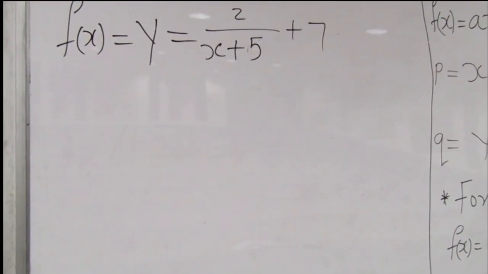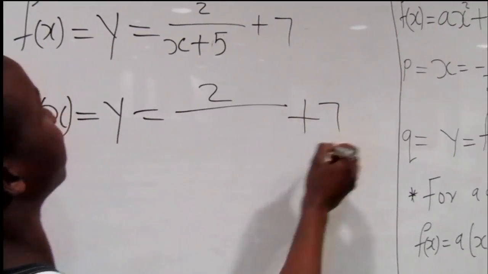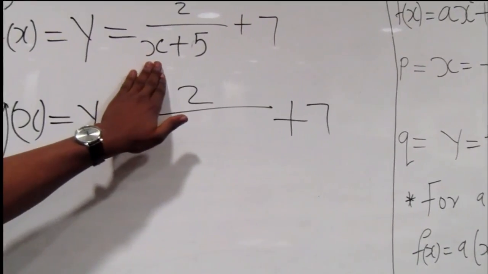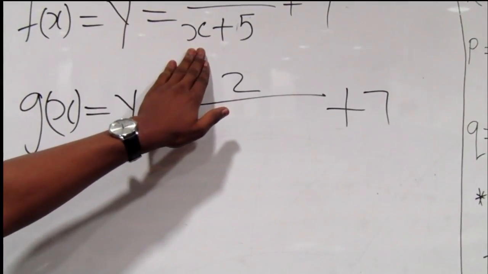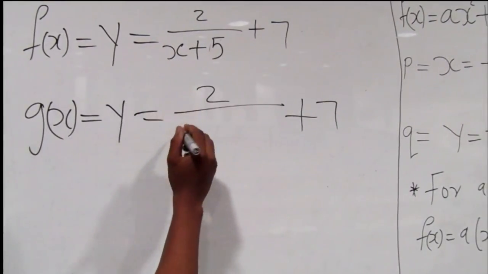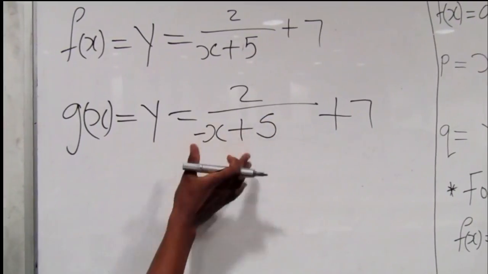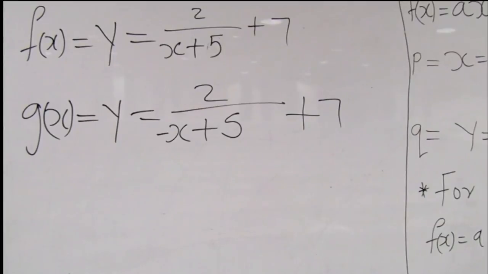Remember that when we reflect a function along the y axis, the x variable changes to negative, meaning that our g of x is going to be y equals 2 over negative x plus 5, plus 7. We are changing this variable x to be negative when we reflect f of x. When we reflect f of x along the y axis, we change this to negative, as we stated in that principle that says when you reflect along the y axis, your x becomes negative. This equation, this g of x, is a reflection of f of x along the y axis.